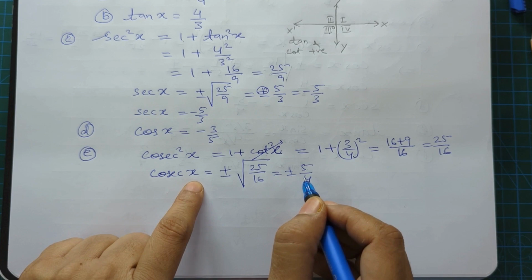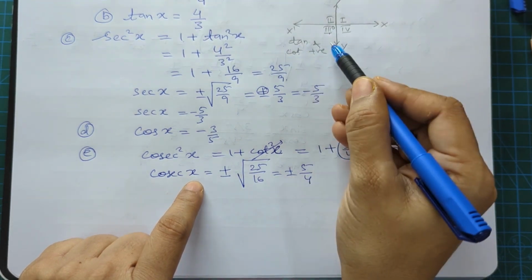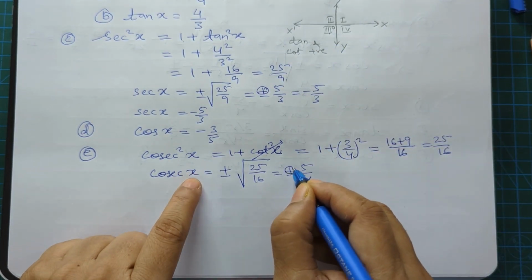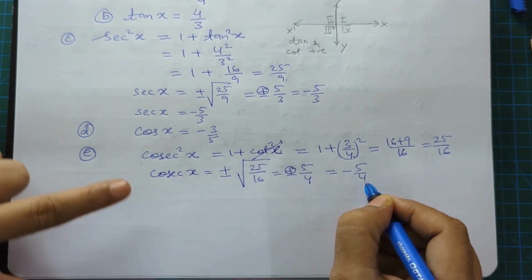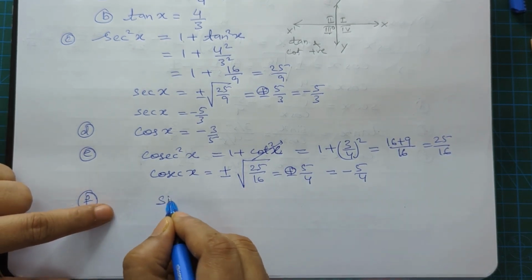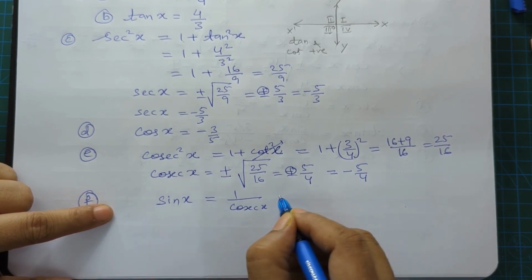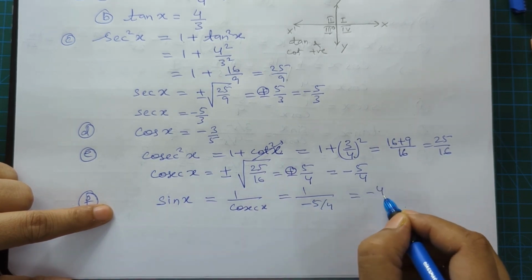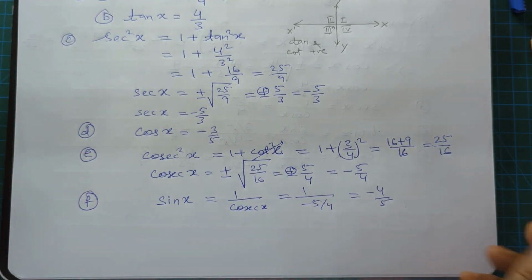X lies in third quadrant, and in third quadrant only tan and cot are positive and all other trigonometric ratios are negative. So cosec of the angle which lies in third quadrant cannot be positive. So it is a negative 5 by 4. The moment we got cosec, we can write sine of x, because sine and cosec are reciprocal trigonometric ratios. So it is 1 upon negative 5 by 4, which is negative 4 by 5. So we got 1, 2, 3, 4, 5, 6 trigonometric ratios.